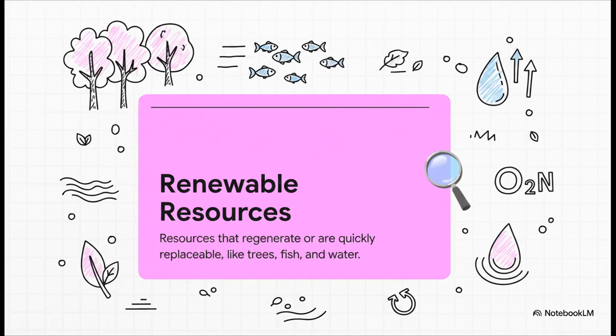To avoid hitting a catastrophic biological ceiling, a sudden, devastating crash at the top of an S-curve, our survival heavily relies on shifting our focus toward renewable resources. These are biological assets that can regenerate fast enough to sustain our massive human numbers without permanently depleting the Earth. We're talking about carefully managing trees, fish populations, clean water, and oxygen, so they can safely replenish themselves naturally.